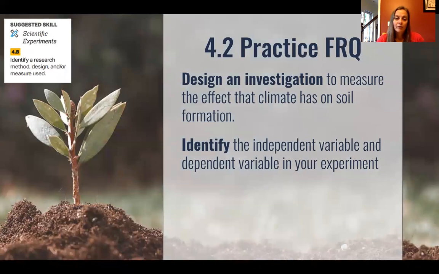Okay, so your first practice FRQ for this is to design an investigation to measure the effect that climate has on soil formation. And as part of your investigation, I want you to identify the independent variable and the dependent variable in your experiment.